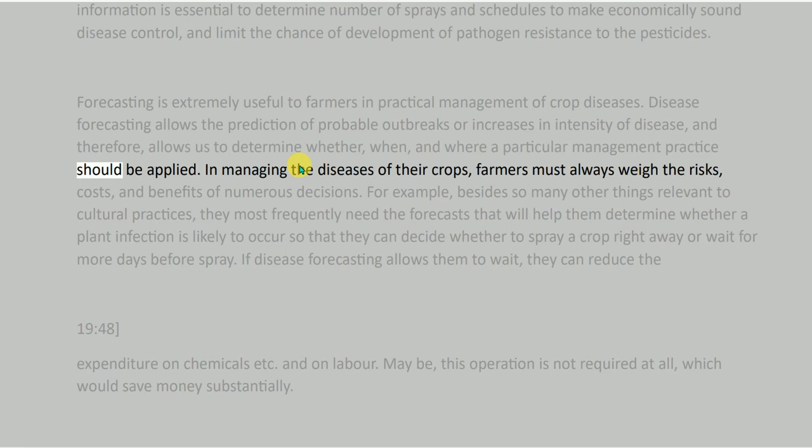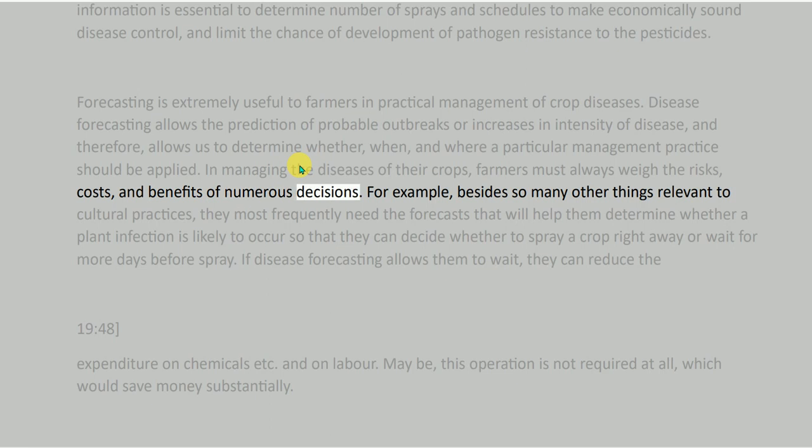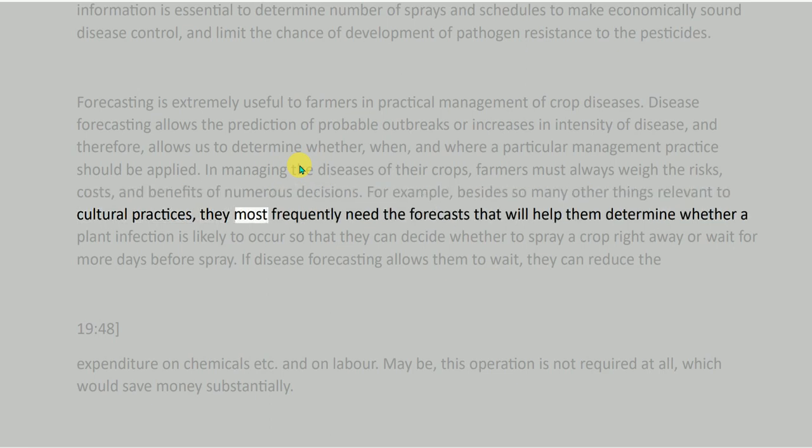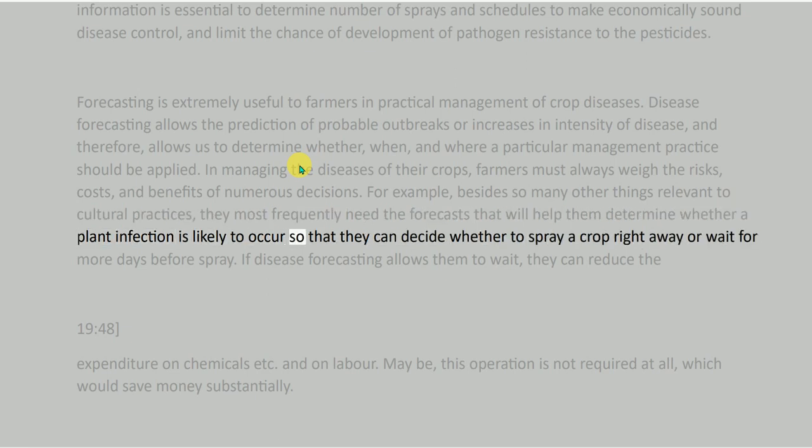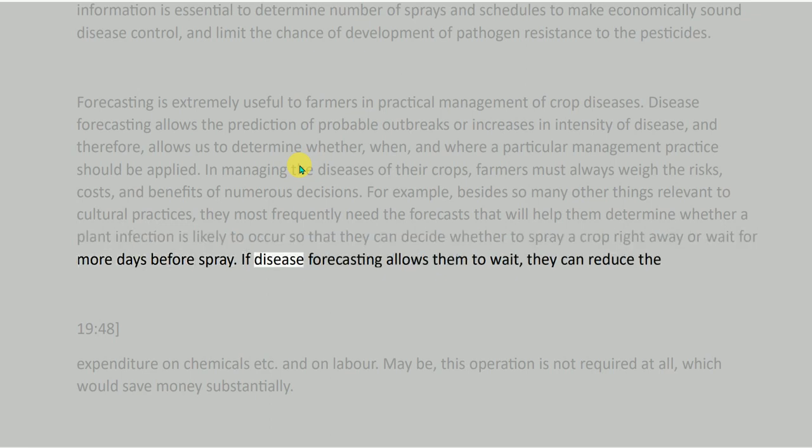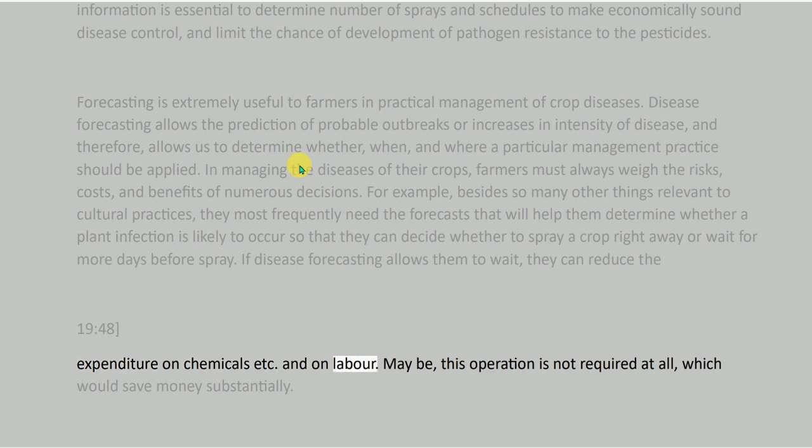In managing the diseases of their crops, farmers must always weigh the risks, costs, and benefits of numerous decisions. For example, besides so many other things relevant to cultural practices, they most frequently need forecasts that will help them determine whether a plant infection is likely to occur, so that they can decide whether to spray a crop right away or wait for more days before spraying. If disease forecasting allows them to wait, they can reduce the expenditure on chemicals and on labor. Maybe this operation is not required at all, which would save money substantially.